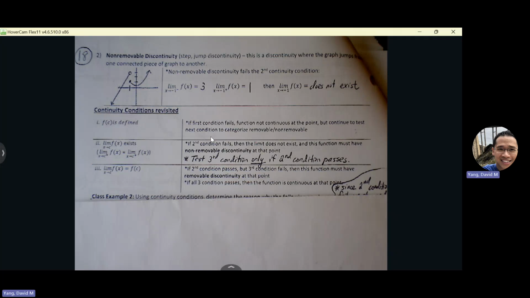Next, we have what we call a non-removable discontinuity. This is a step discontinuity or jump discontinuity. This discontinuity is where the graph jumps from one connected piece of graph to another. So like the first example that we just did, where we saw the one side limits are not in agreement, that's a jump discontinuity. If there's a vertical asymptote in the way, that's also a jump discontinuity.